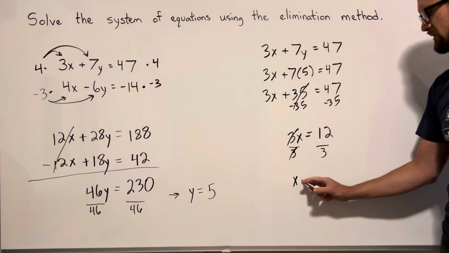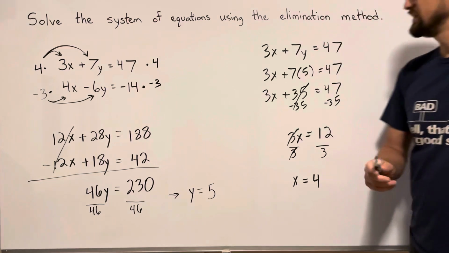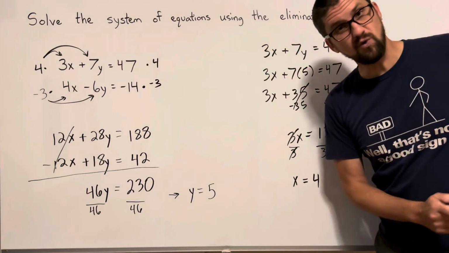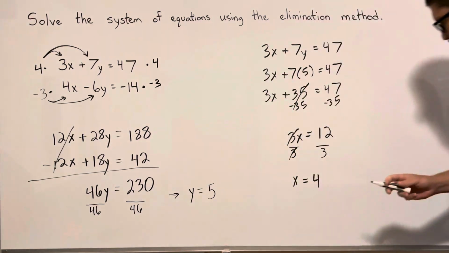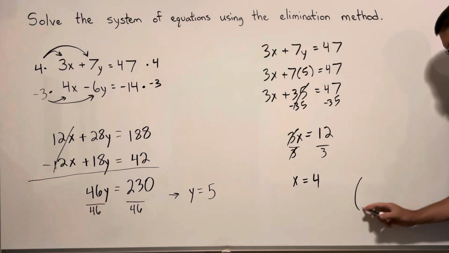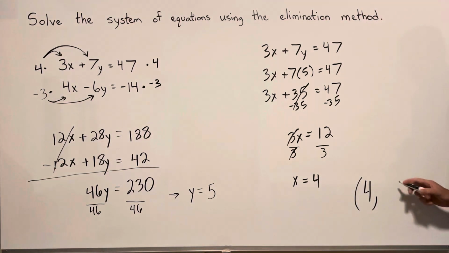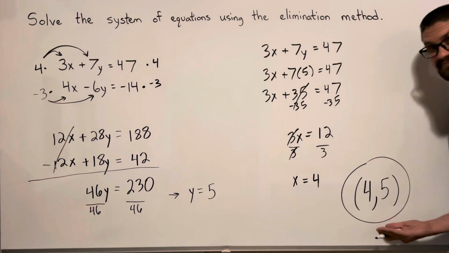And we get a 4. And there you go. The solution is going to be x equals 4 and y equals 5. You can write it also as an ordered pair. If you write the solution as an ordered pair, make sure you write the x in the first spot and the y in the second spot. There you go.